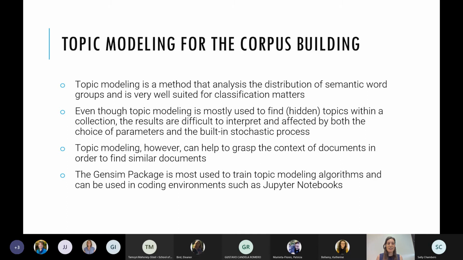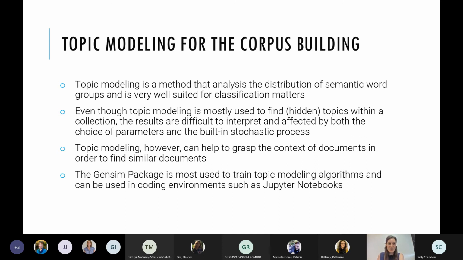Topic modeling, however, can really help to grasp the context of a document, and also find similar documents within a collection. So actually, I learned that topic modeling really worked well for this classification, to actually learn more about the context, to make the machine learn more about the context of specific keywords that I'm using.